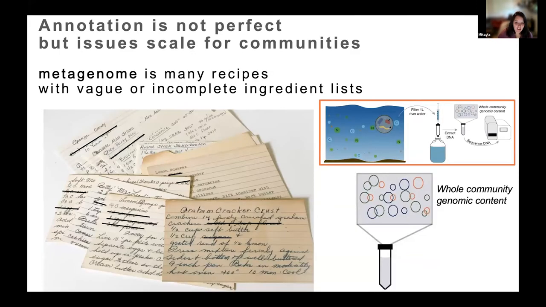You can imagine that these problems scale at the community level. A metagenome would be many recipes with many incomplete ingredient lists. While DRAM doesn't totally solve all of these problems, its continuous development aims to reduce the issues with annotations. Now I'm going to hand it off to Rory to discuss how DRAM works and compares to other annotation tools in terms of some of these metrics that I just discussed, using recipes as an example.